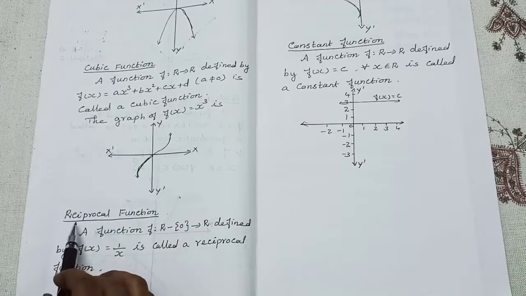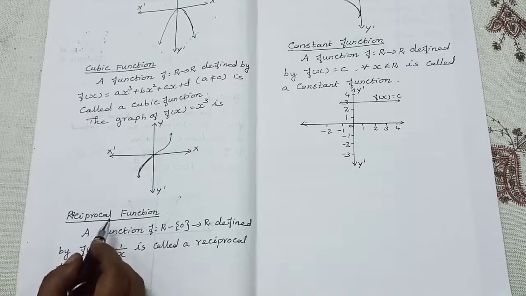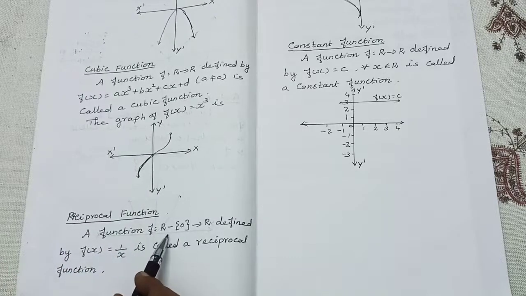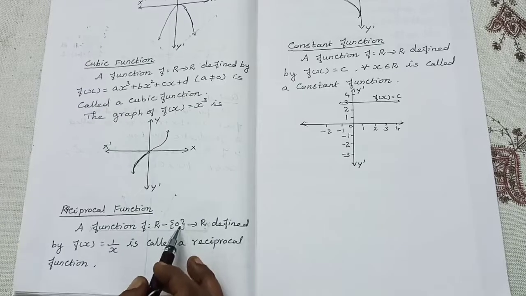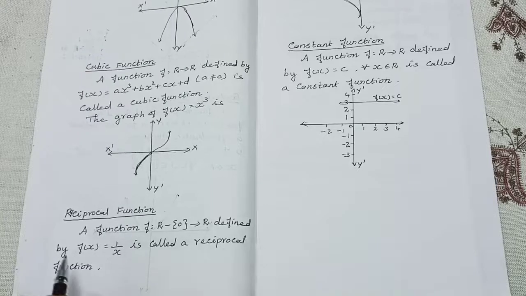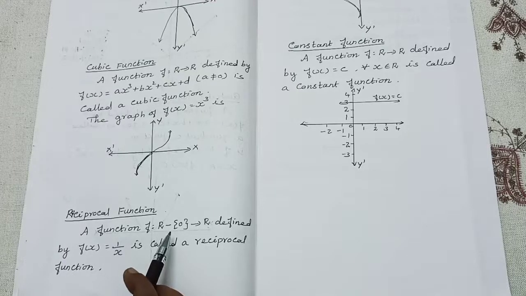Okay, then next one, reciprocal function. A function f from R minus the set of 0 to R defined by f of x is equal to the reciprocal of x, what's the reciprocal? 1 by x, isn't it? Is called a reciprocal function. So, how will it come?